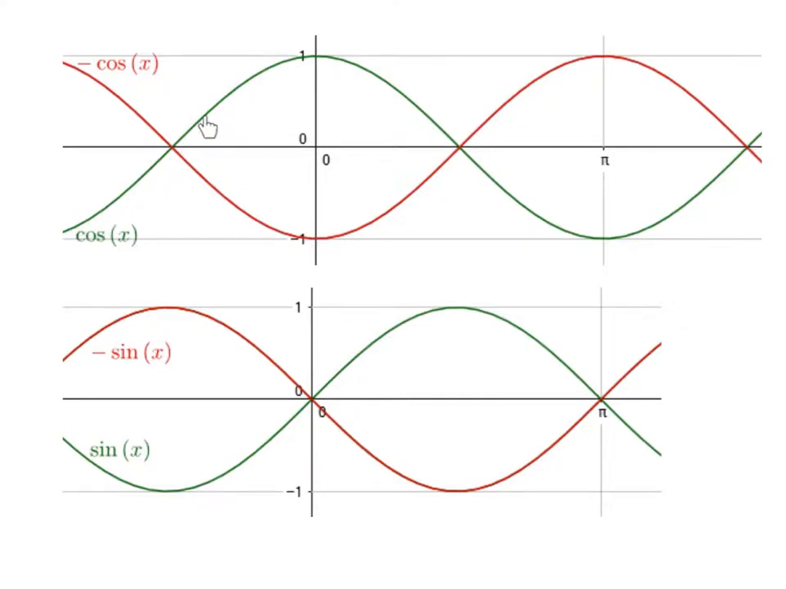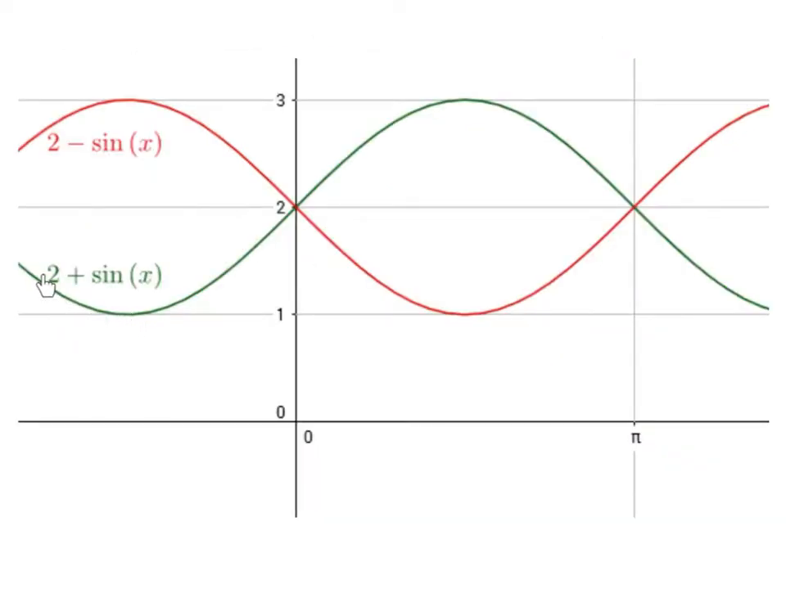So our green curve is the graph of y equals cos of x, and the red curve is the graph of y equals minus cos of x. So it's been reflected in its midway line, which happens to be the x-axis. So it's been inverted or flipped upside down. And then underneath, our green graph is the graph of y equals sine of x, and the red graph is the graph of y equals minus sine of x, which has been reflected in its midway line, which is the x-axis.